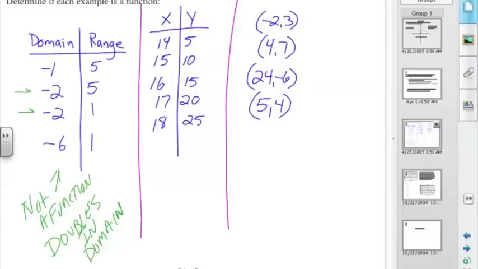So again, we will look at the domain, the x coordinates. Are there any doubles? We have a 14, a 15, a 16, a 17, and an 18.